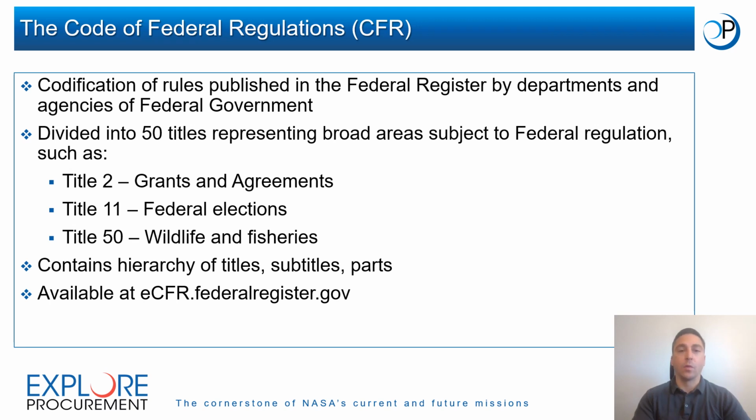The Code of Federal Regulations, or CFR, is a codification of the general and permanent rules published in the Federal Register by the departments and agencies of the federal government. It is divided into 50 titles that represent broad areas subject to federal regulation. For example, Title 11 of the CFR pertains to federal elections. Title 50 deals with wildlife and fisheries. Title 2, which is the subject of this training, pertains to grants and cooperative agreements. Each title is divided into subtitles, which are further divided into parts that cover specific regulatory areas. We'll discuss relevant subtitles and parts in this module. The CFR is publicly available at ecfr.federalregister.gov.